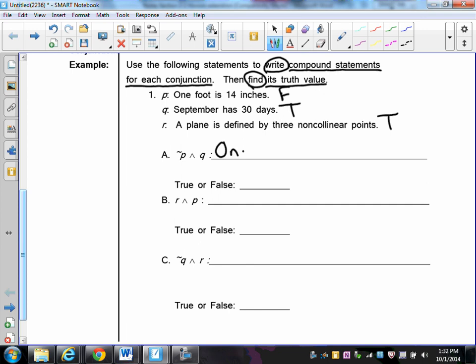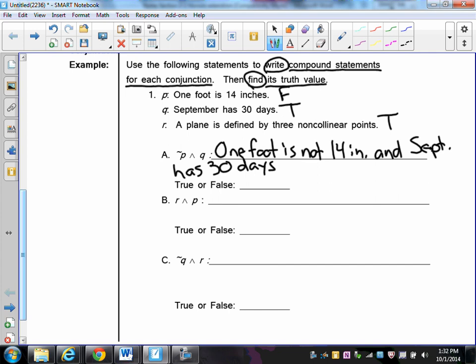So I would say 1 foot is not 14 inches, and Q, September has 30 days. So let's think about this. Not P means that the first part's going to be true. 1 foot is not 14 inches. And we also know September has 30 days. So we're saying true and true. So the whole thing needs to be true.